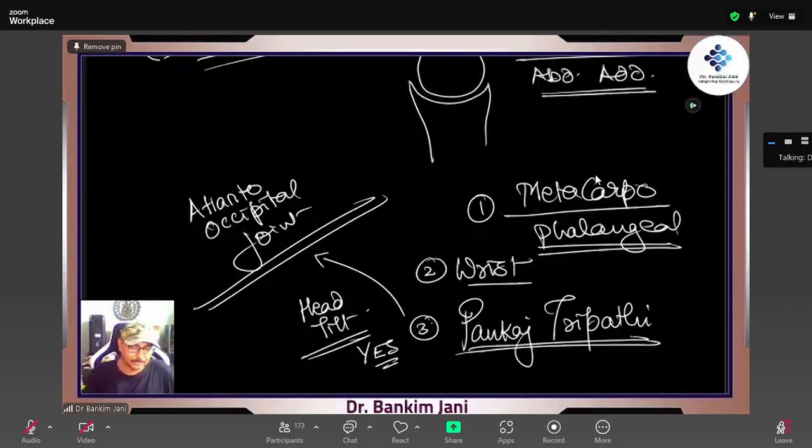Then the atlanto-occipital joint, that head tilt, right? So that Pankaj Tripathi or Ajay Devgan, that is all they are using, the atlanto-occipital joint on its lateral side, one side. So that is what is called the head tilt.